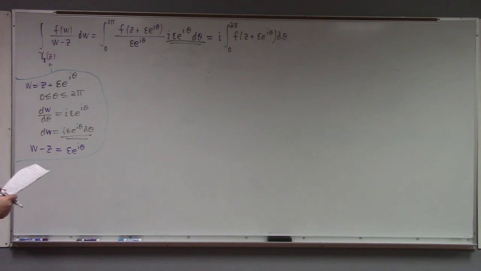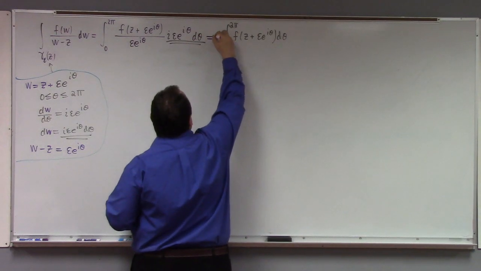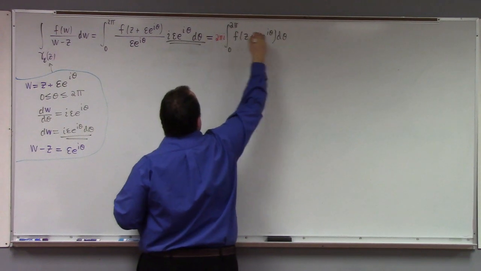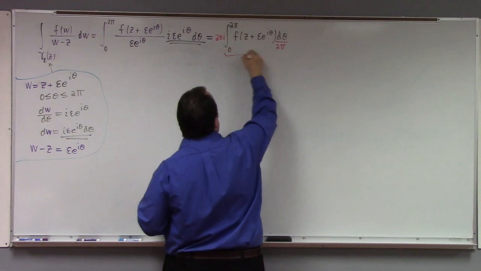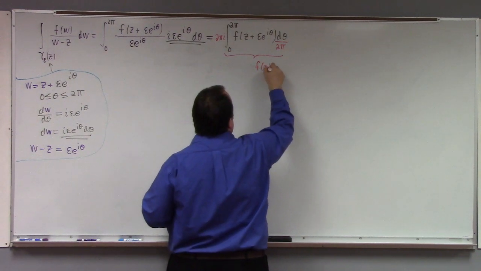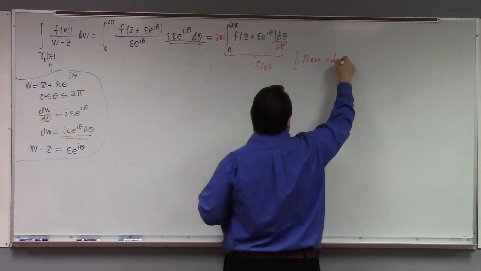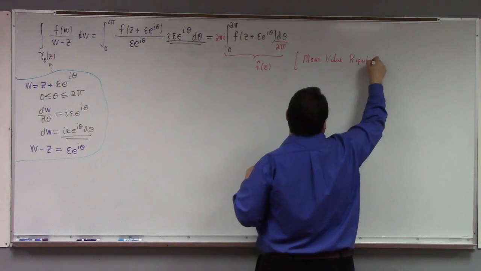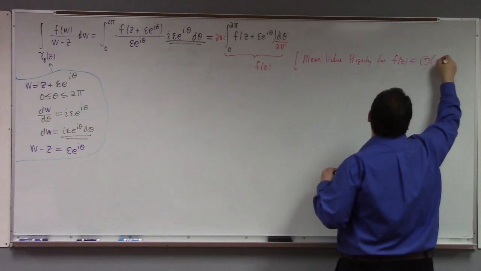I'm sorry, my eyes are just skipping past what I was writing there. Look what I've done, something sneaky: I've multiplied and divided by 2 pi. I put a 2 pi out here, and a 2 pi over here, because in your homework you show that this is f of Z. This result is called the mean value theorem, or mean value property, for f holomorphic on D.